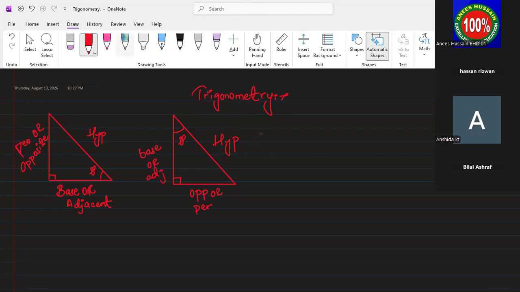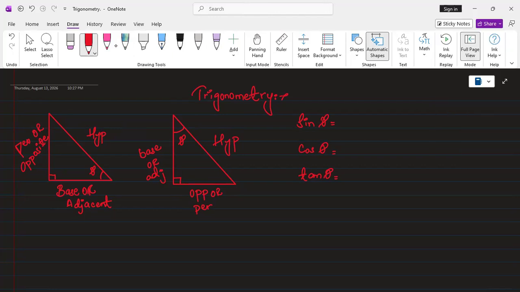Now, there are three identities that everyone should remember. One is sine theta, second is cos theta, and the third is tan theta. So, how many of you know what is sine theta, what is cos theta, and what is tan theta? Sine is the ratio of opposite over hypotenuse. Exactly. Opposite over hypotenuse or perpendicular over hypotenuse.